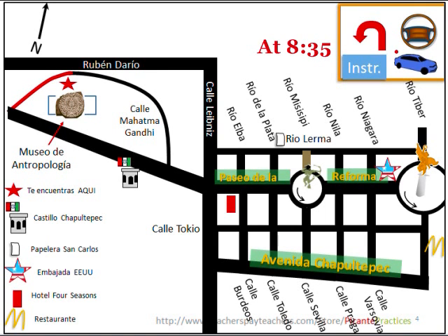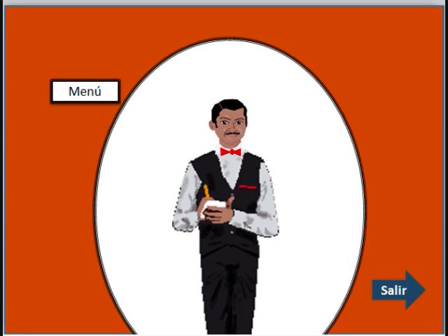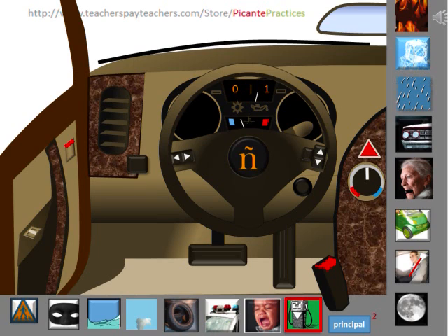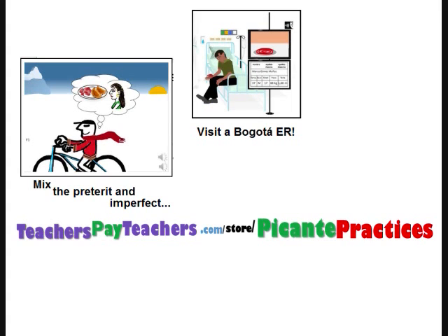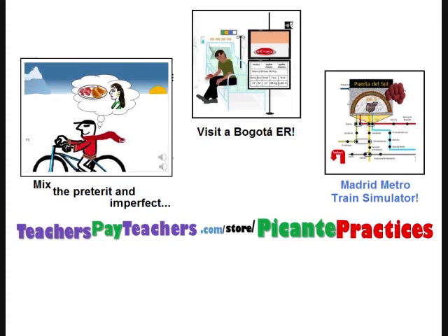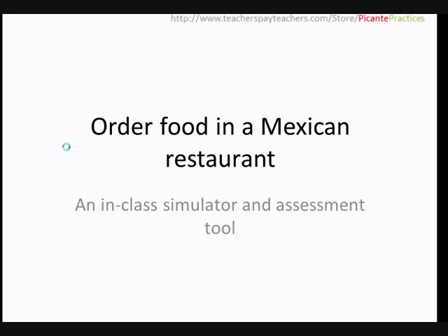Today I'm going to show you how 3 of my products work. A GPS simulator, as well as a restaurant simulator, both set in Mexico City, and also a car simulator set in Baja California. I also have products that are set in Chile, Colombia, and España, among other places. I'm going to start off with my Mexican restaurant simulator.